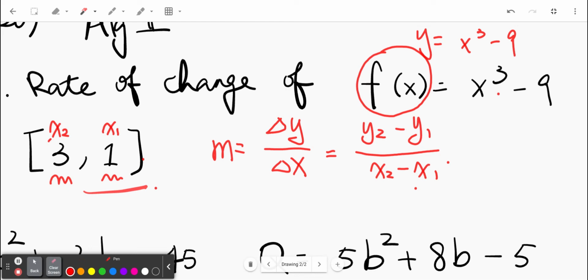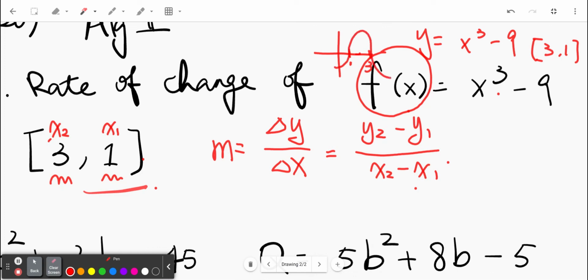Oh, shoot. So, this is the function we have, right? And then it says, what is the rate of change of this function when the interval here is 3 and 1? That means, what is the rate of change? What is the slope between the x-axis 3 and 1? If it's on the plane, so this is the 3, this is the 1, this is the 3. Okay? So the graph looks like that.